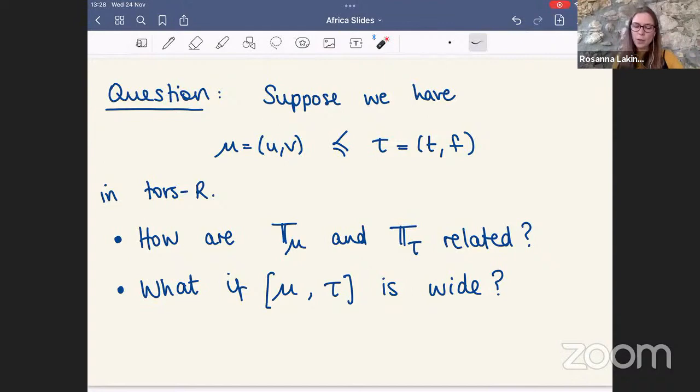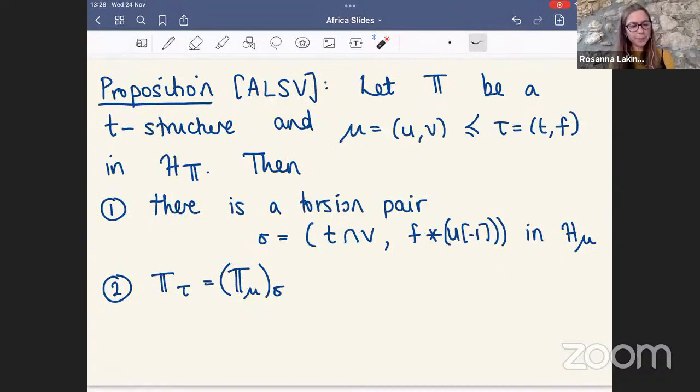So in fact, this is the first result of our work, which is that we can say something about how these two T structures are related. If we have such an interval, then it turns out that there is a torsion pair in the heart coming from mu that's given by, as its left-hand part, T intersect V, and as its right-hand part, the star product of F with U shifted by minus one. And moreover, this torsion pair is inside the heart of T mu, and if we then take the HRS tilt at that torsion pair, then we get the other torsion pair. So this is how the two things are related.